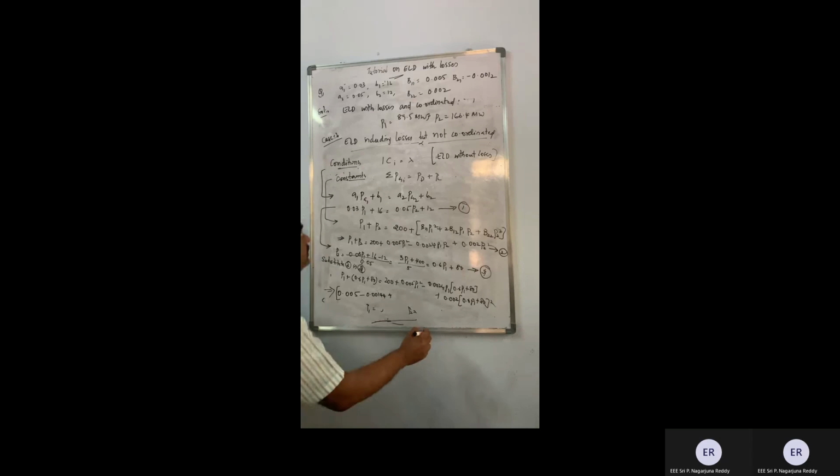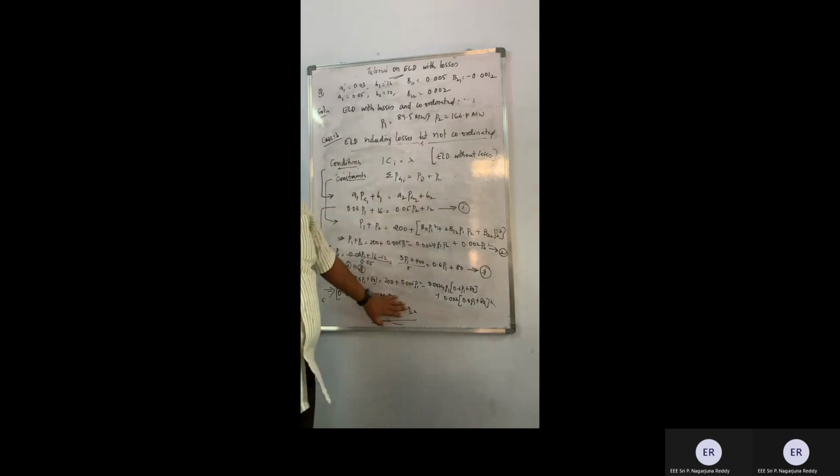So this is the economic load dispatch including losses but not coordinated. I hope you will solve this problem. If I do find time, then I'll be solving it next class.